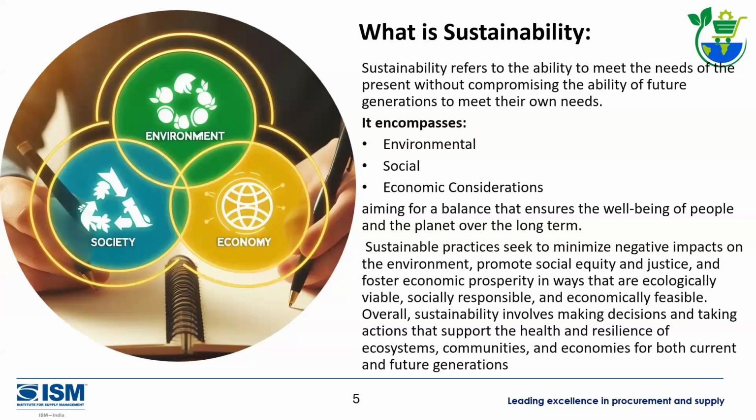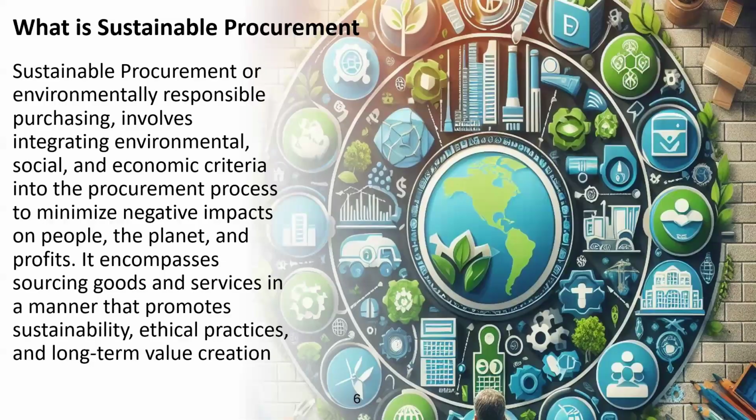Okay, let's move. So it encompasses environment, social and economic considerations, as I told. And the aim is to balance them, which ensures the well-being of people and the planet in the long term. Someone has written very beautifully, Chandrasekhar Ganeshan has written people, earth and environment. This clearly defines that. No to plastic, right?